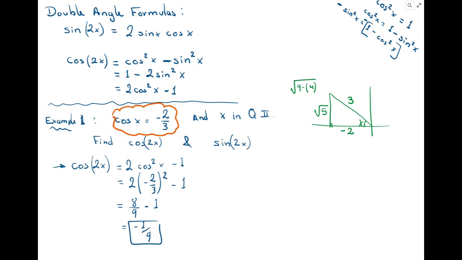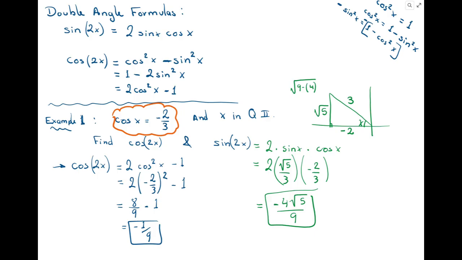And now that I know that, I can go to my formula, 2 sine x cosine x. So that will be equal to 2 times sine x times cosine x. And now I know everything because I have my triangle. So the sine of x is opposite over hypotenuse, so square root of 5 over 3, times cosine x, and the cosine x is adjacent over hypotenuse, so negative 2 over 3. And that will be equal to negative 4 square root of 5 all over 9.